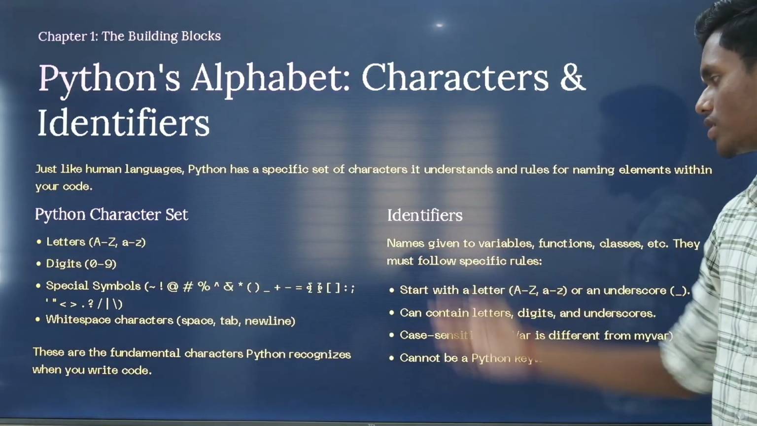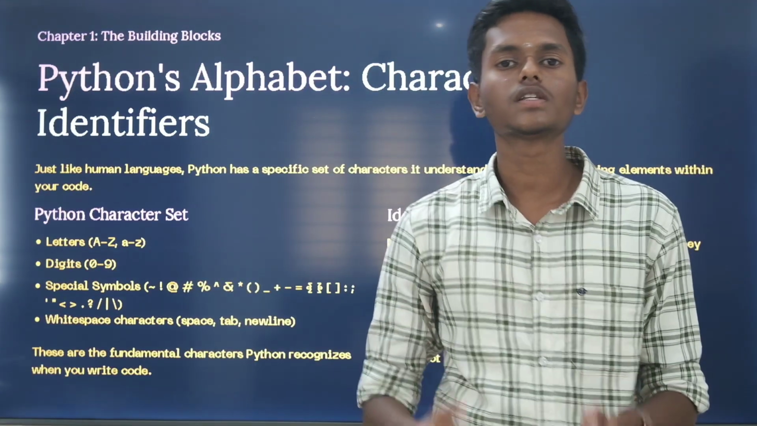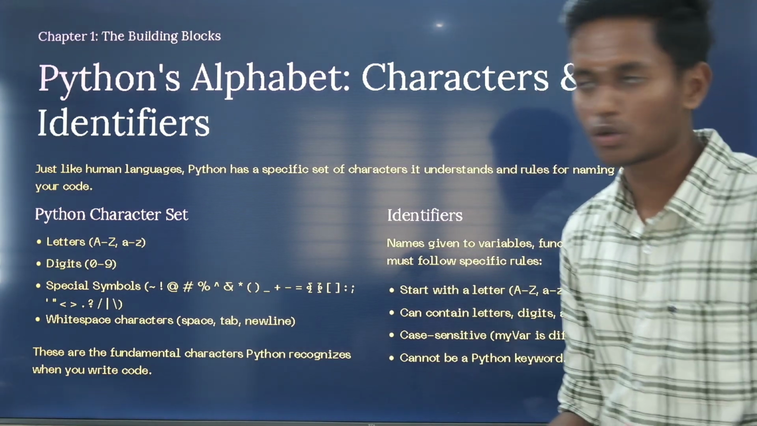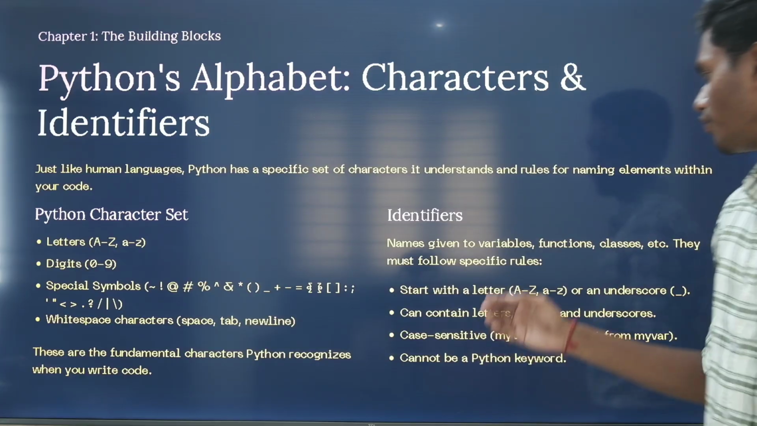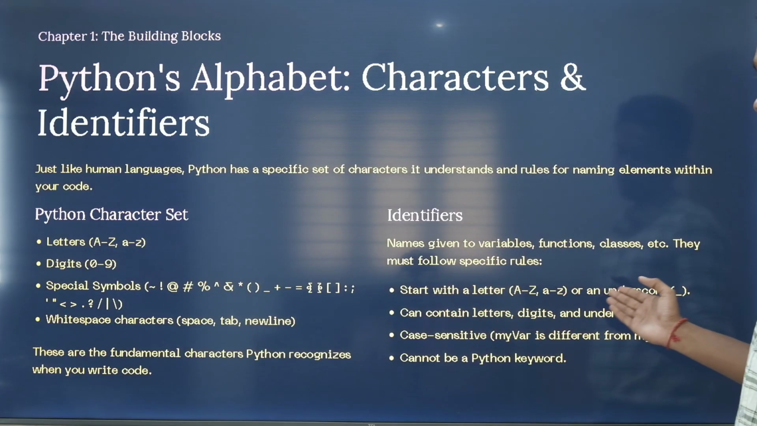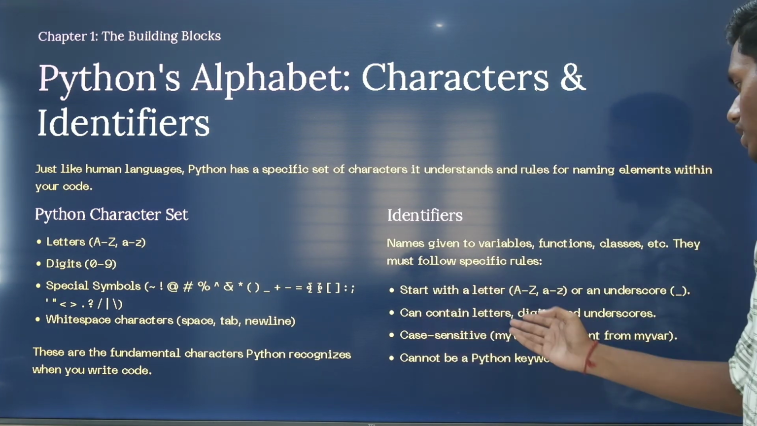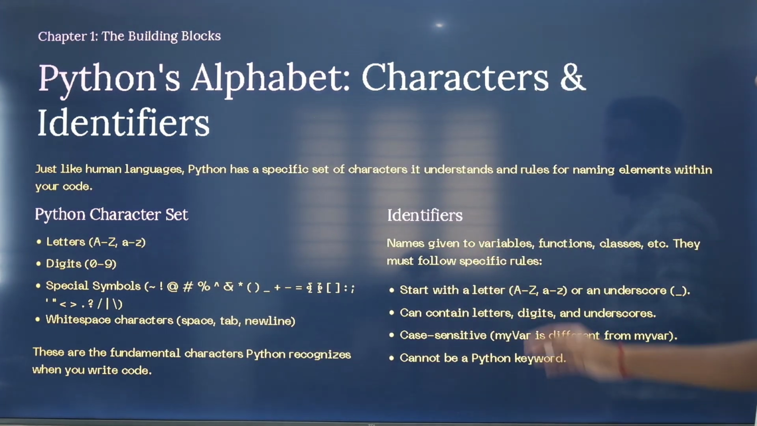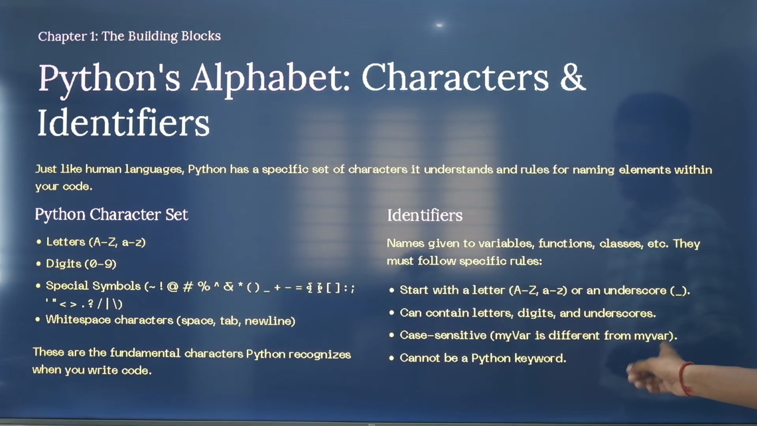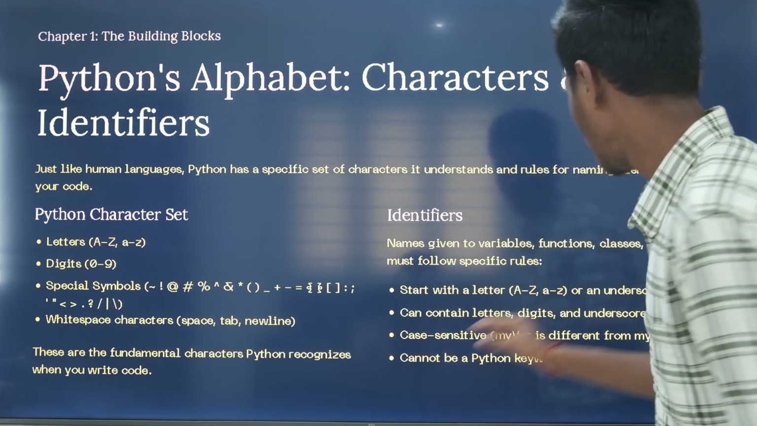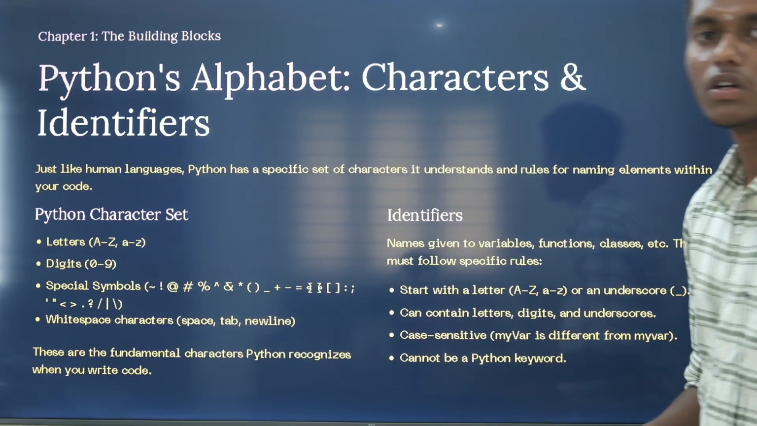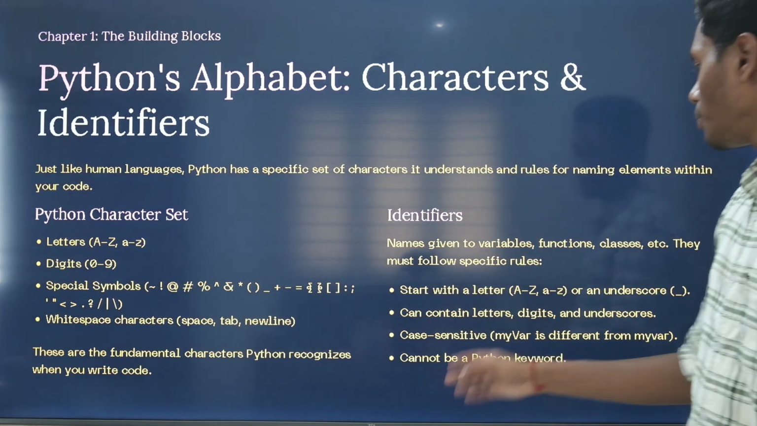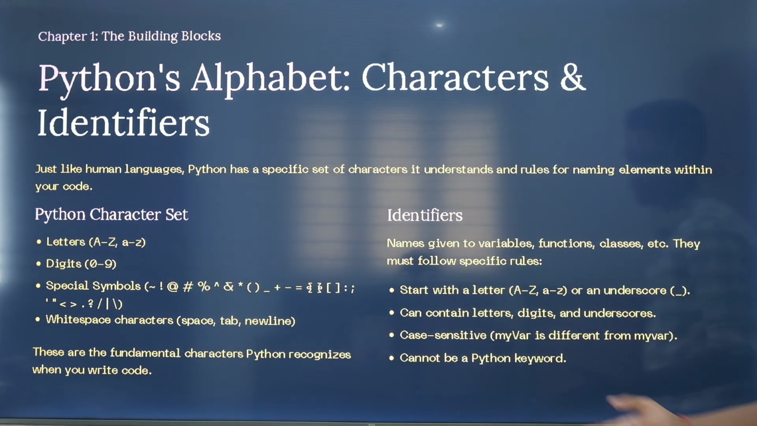Next we see about identifiers. They are the names given to variables, elements, and functions to identify them. They have some specific rules. They can start with a letter or an underscore. They can contain letters, digits, and underscores. But they are case sensitive. myVar is different from myvar. Here V is capital and here v is small, so Python recognizes both differently. They also cannot use Python keywords.